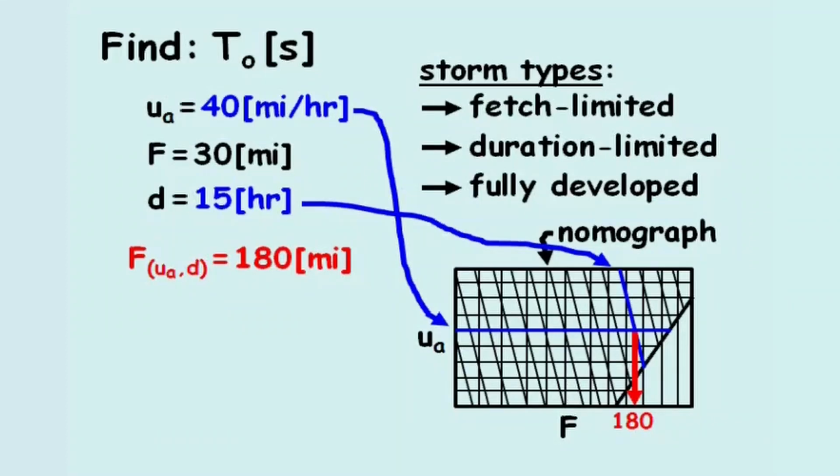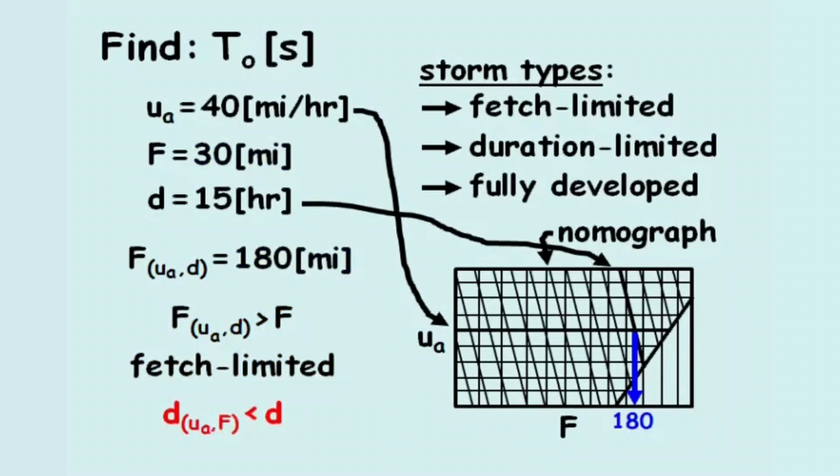This means that there needs to be at least 180 miles of fetch length for this storm to be fully developed. But since there is only 30 miles of fetch length, the storm is considered fetch limited. Since we know the storm is fetch limited, we know the duration of time it will take the wave to reach its maximum height will be less than the 15-hour duration of the storm.